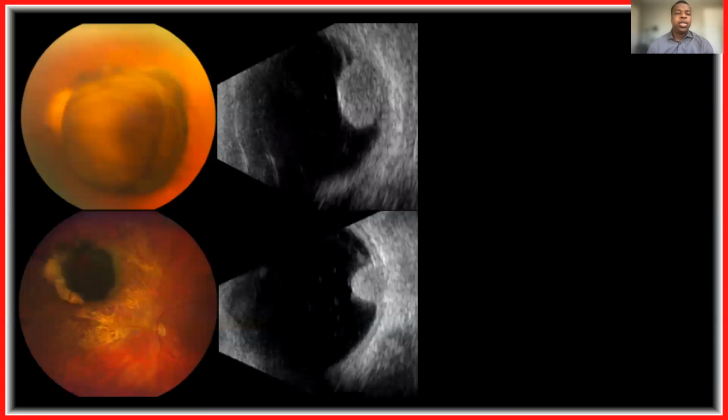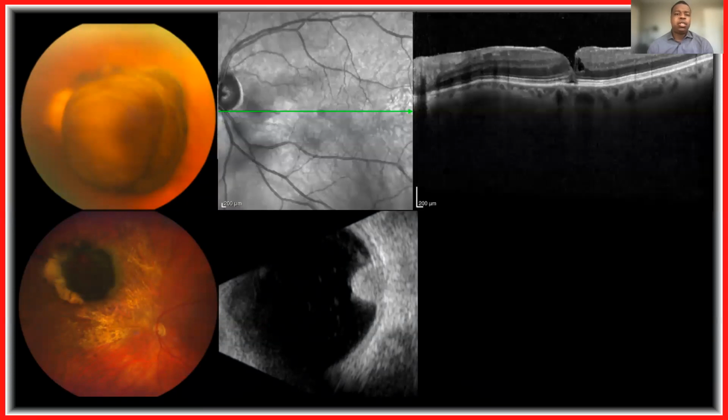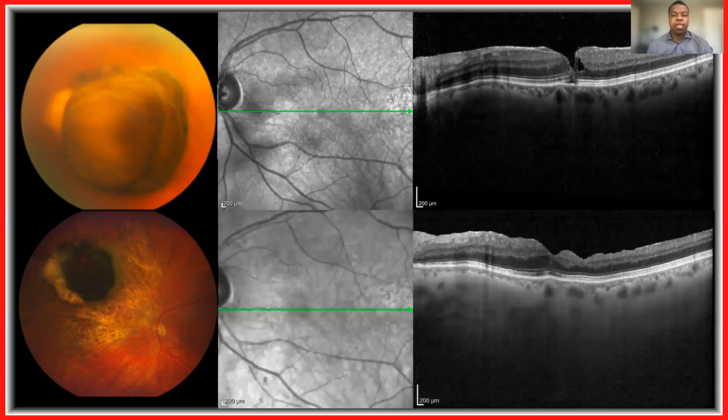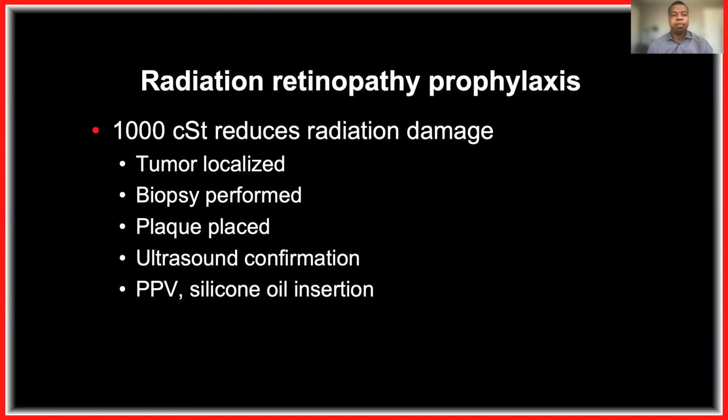So here's pre and post radiation treatment for a patient with a large uveal melanoma. And you can see a very small macular hole prior to treatment. And actually immediately after treatment, the hole got bigger, but we don't have a great scan of that. And you can see here a post-treatment with 20/30 vision.